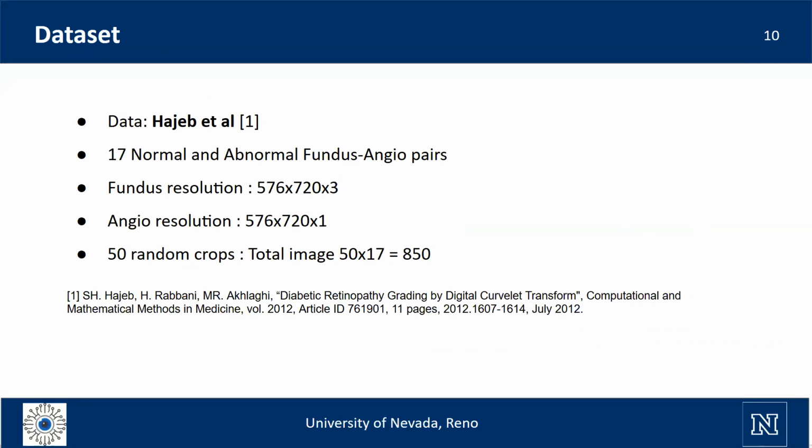We use the dataset provided by Hajeb et al. for training our networks. It consists of 30 abnormal and 30 normal pairs of retinal fundus and angio images. We pick 70 normal and abnormal images for training. We do random cropping with 512 by 512 resolution. Lastly, we take 50 crops from each image, ending up with 850 images in total.